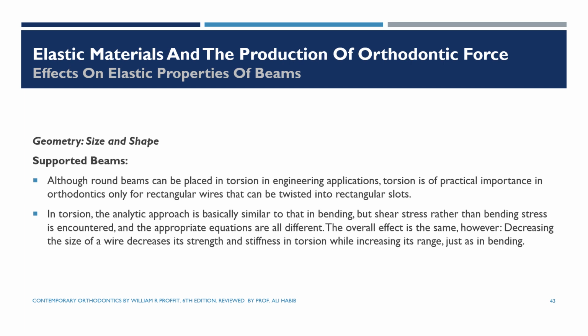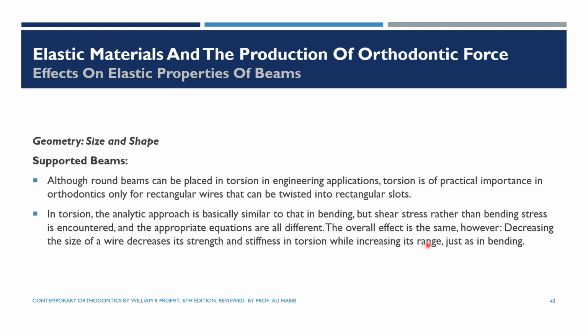Torsion. Round wires really are not important in measuring torsion; the more important is the rectangular wire, which has application when we twist the wire to apply torque. So we use rectangular wires and we never use round wires. In torsion, the analytic approach is similar to that in bending. However, the equations are a little different, and we measure shear stress, or strength, rather than bending stress, and the overall effect is the same.